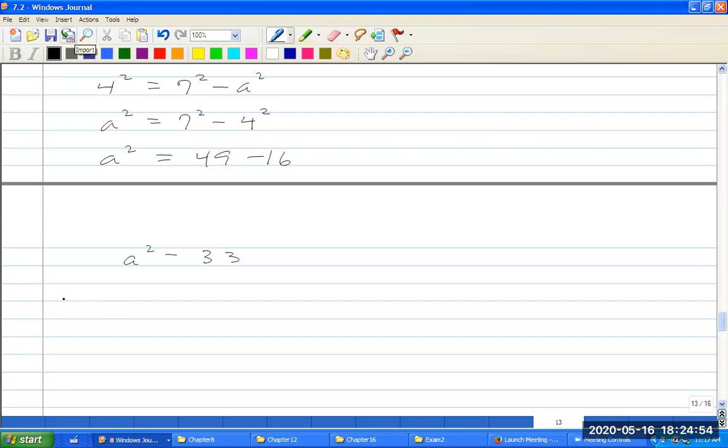And so the equation of my ellipse is x squared over a squared plus y squared over b squared equaling 1. And that is the equation of my ellipse.